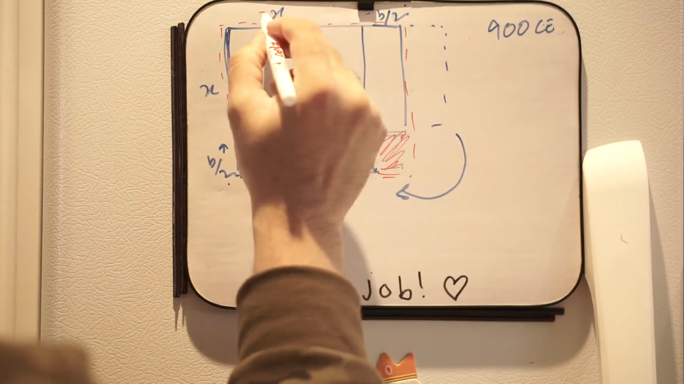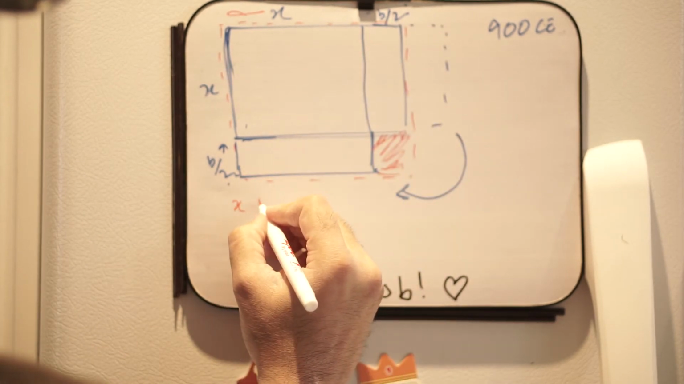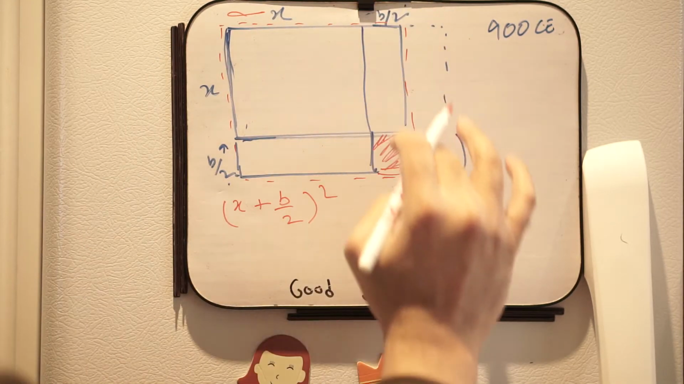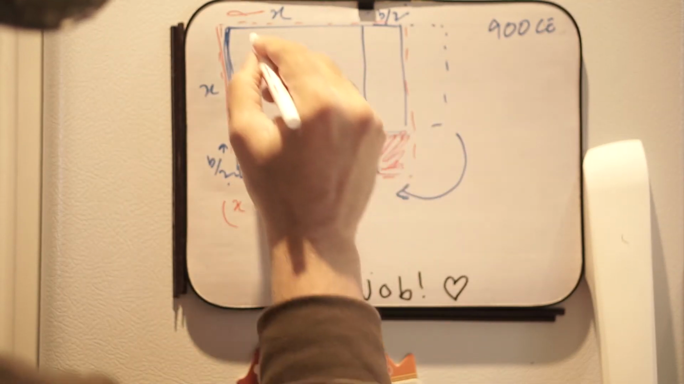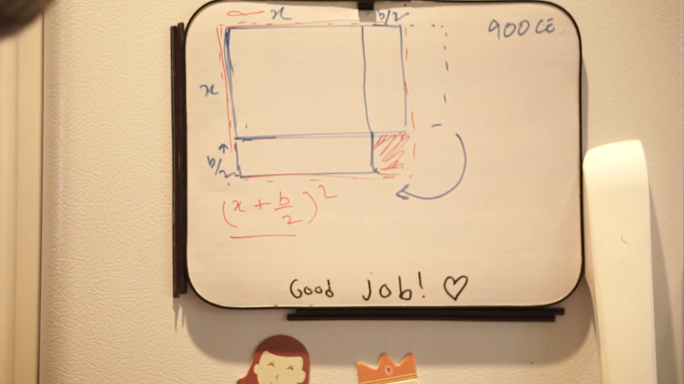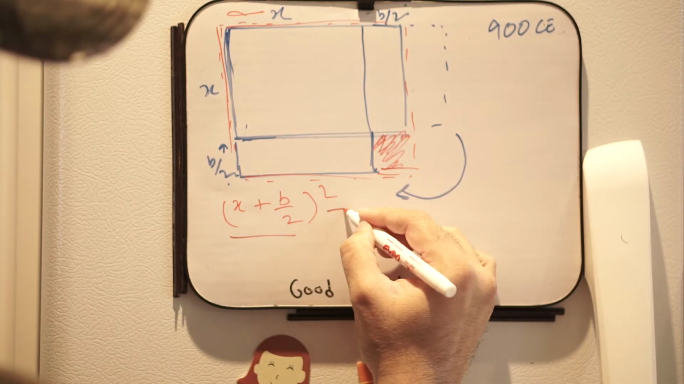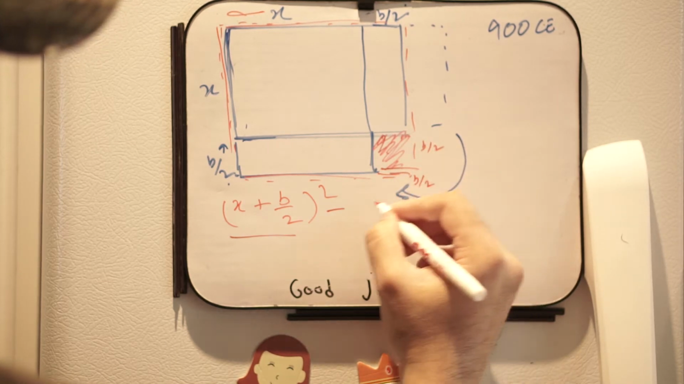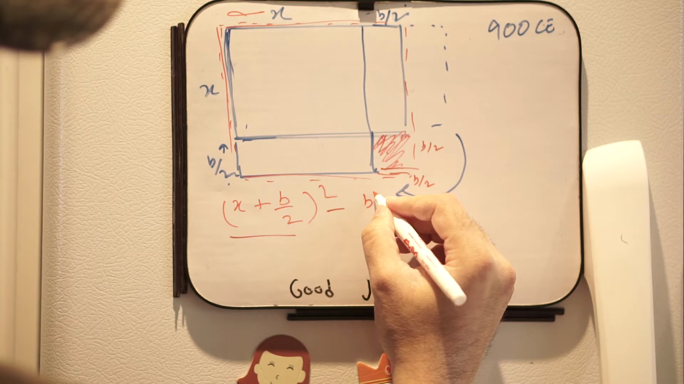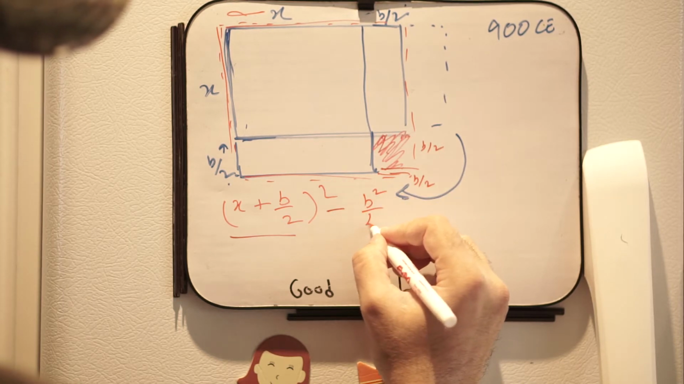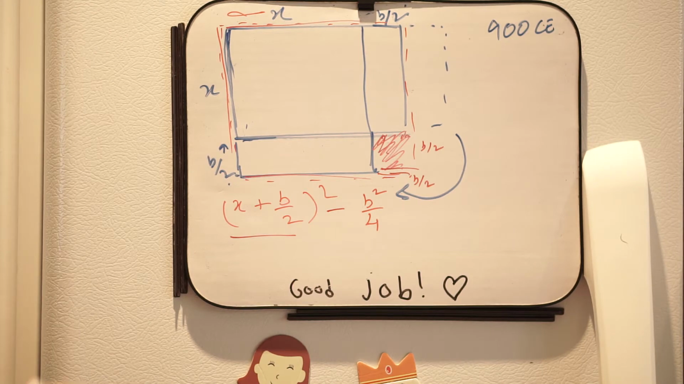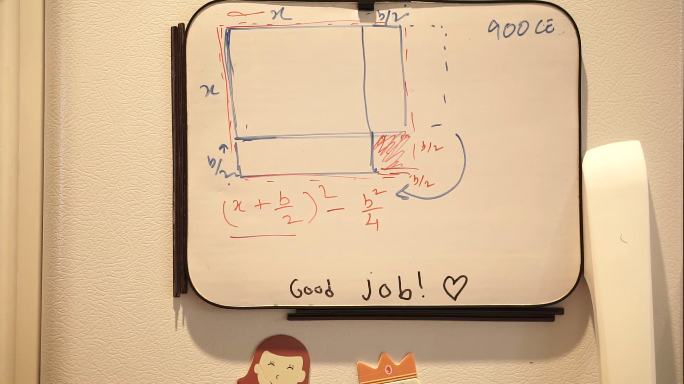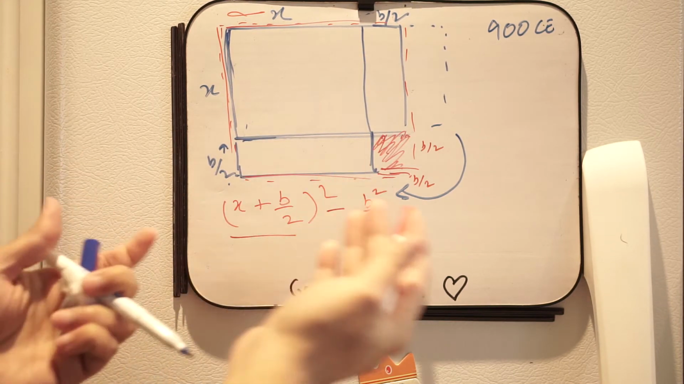You've got the length of this whole thing is x plus b by 2. So the area of that whole big red square is that minus the missing corner. Now the side is b by 2. So it's a small square, b by 2 by b by 2. So then this whole thing is going to be b squared by 4. So as you can see, a rectangle that we started off with, the area of the rectangle, is basically a square with a missing corner.